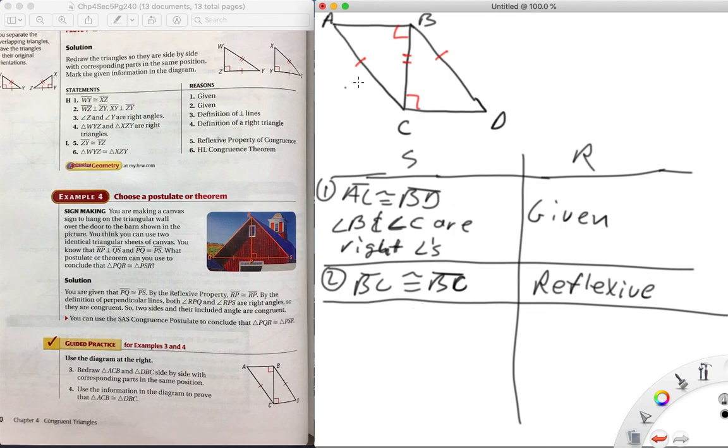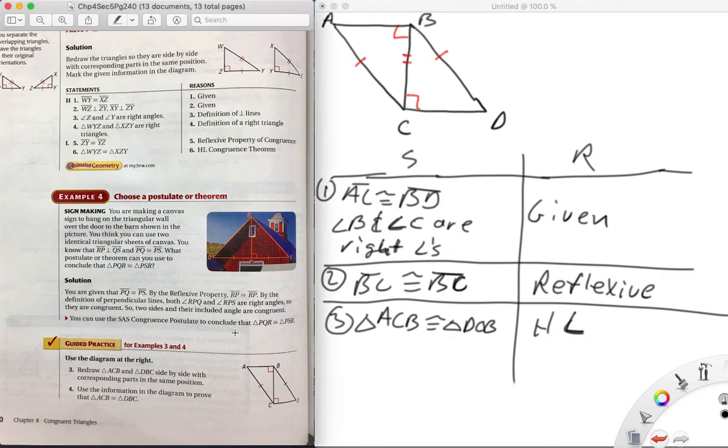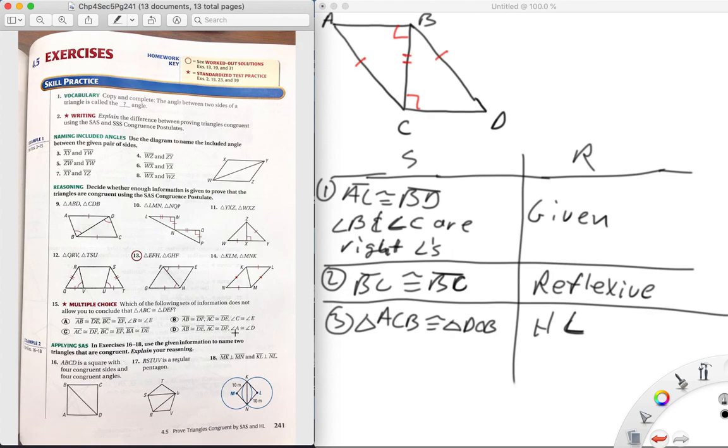So now I have the hypotenuse congruent to each other, and I have the same leg congruent to each other, so I can say, lastly, that triangle ACB is congruent to triangle DCB, hypotenuse leg. Okay, so that's this section.